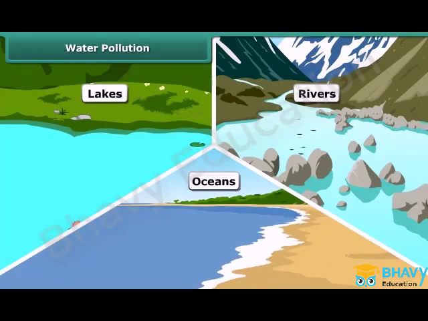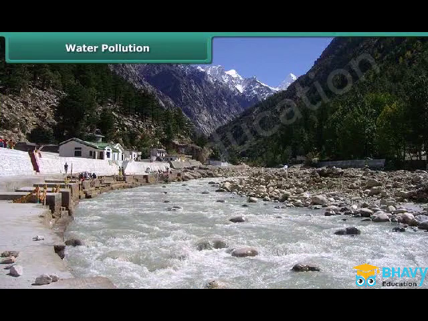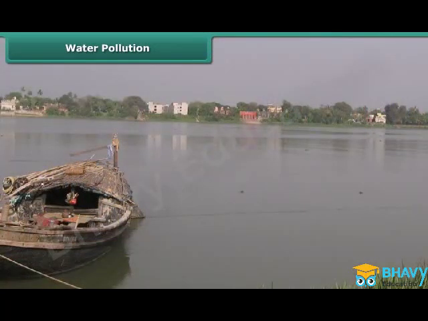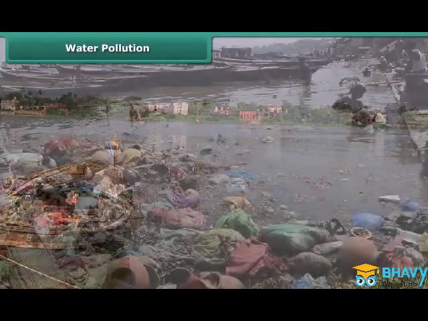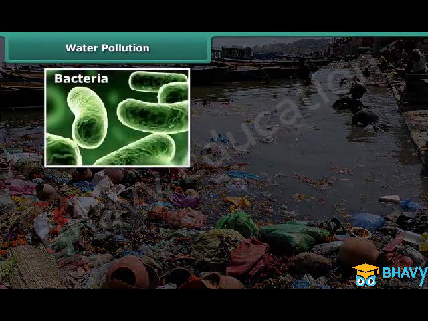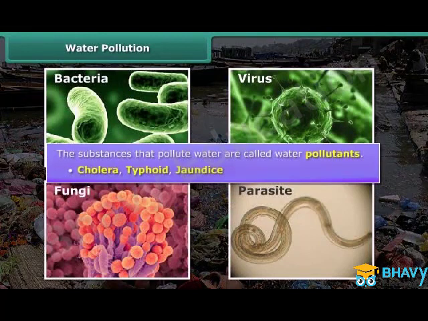However, look at what we are doing to these resources. Let us take the example of River Ganga. Millions of people depend on it for their daily needs and livelihood. Recently, Worldwide Fund for Nature WWF found that Ganga is one of the 10 most polluted rivers in the world. The polluted water of the resources may contain bacteria, viruses, fungi, and parasites which cause diseases like cholera, typhoid, and jaundice.